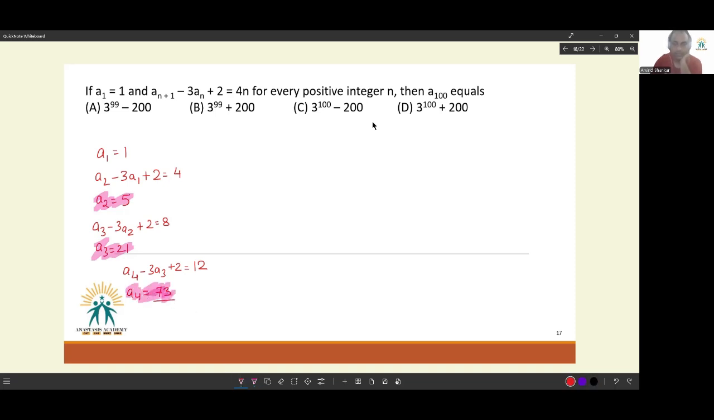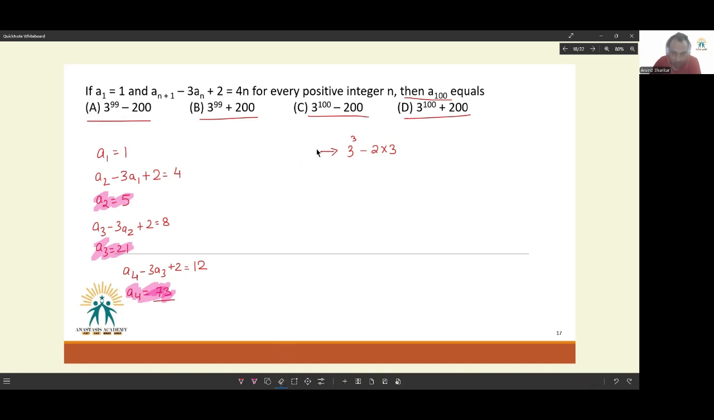Of course, this idea should stick. We are, of course, not looking to go up till 100 terms. But using this, what comes to our aid is the options. Look at the options. If I'm looking for A100, these are the options. If I was looking for A3, what should my options look like? Should it be 3 raised to the power 3 minus 2 into 3, according to option A?